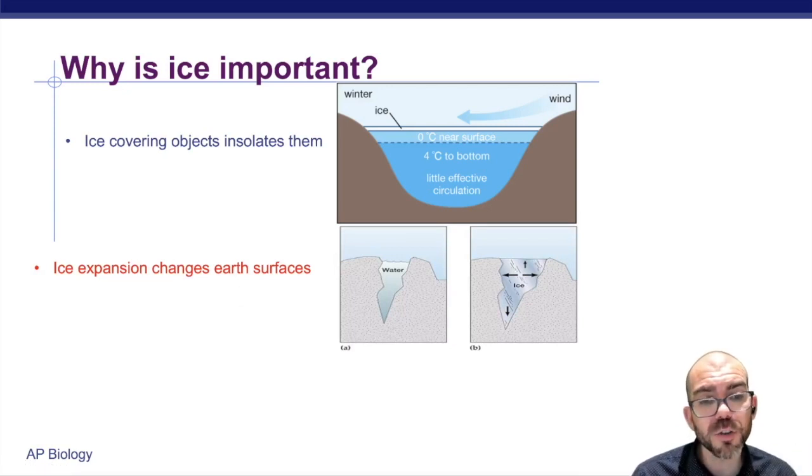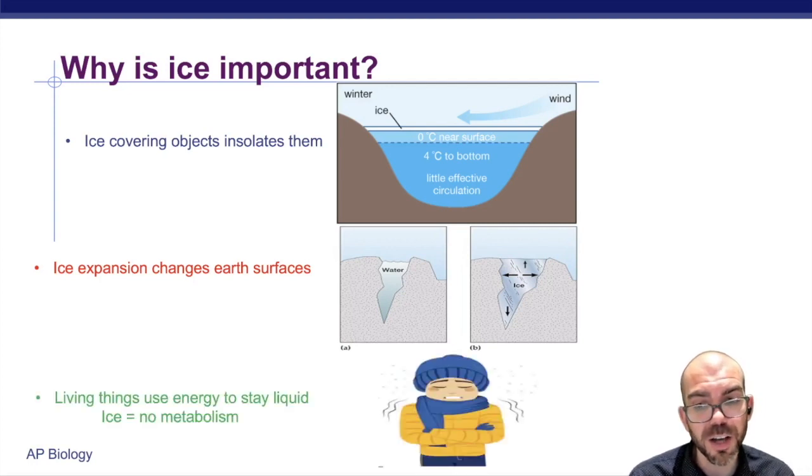Ice expansion can also change Earth's surfaces. If water goes into a crack as a liquid and it freezes overnight, it expands and chips away at the rock near it. That's going to cause surfaces of Earth to change over time.